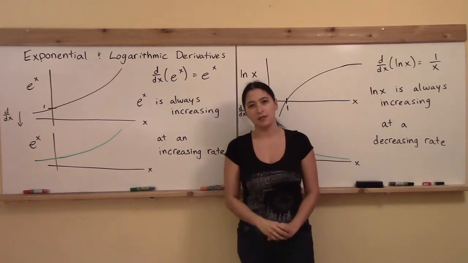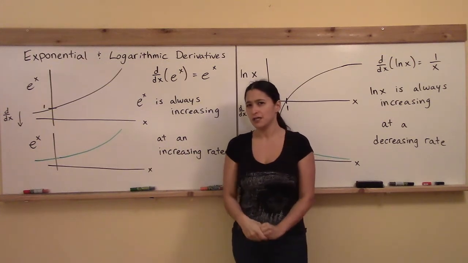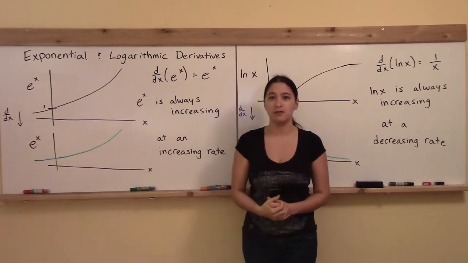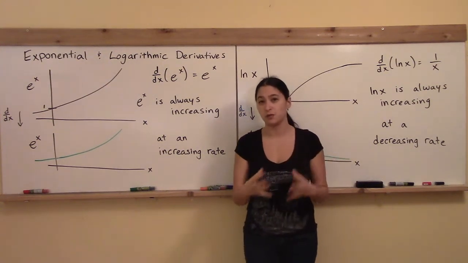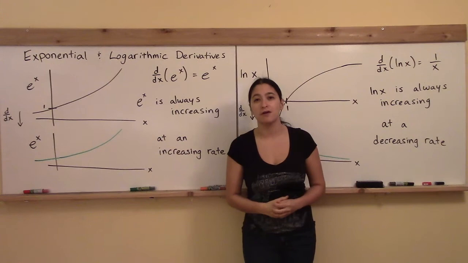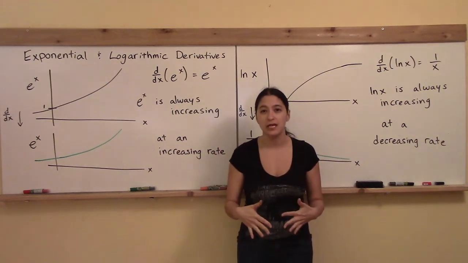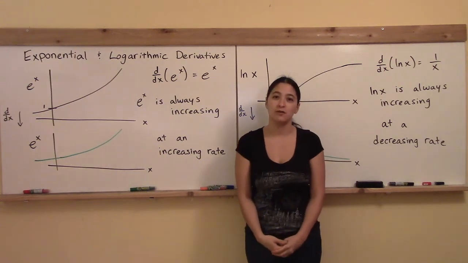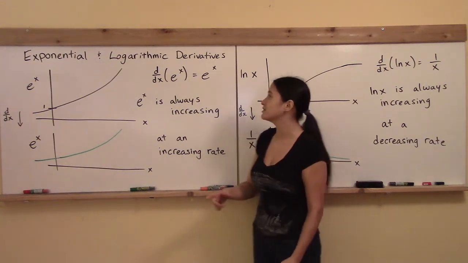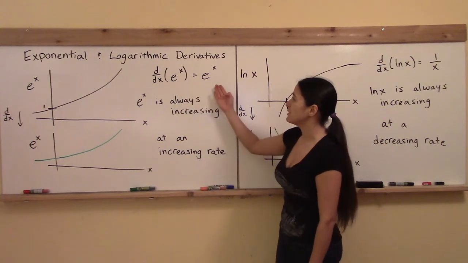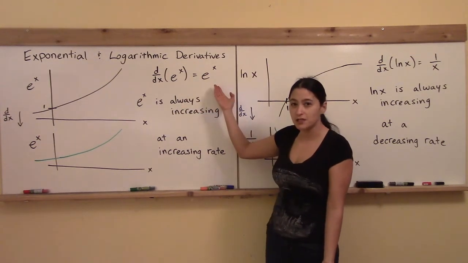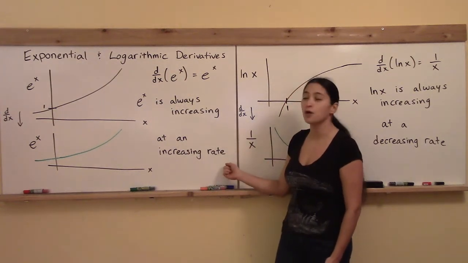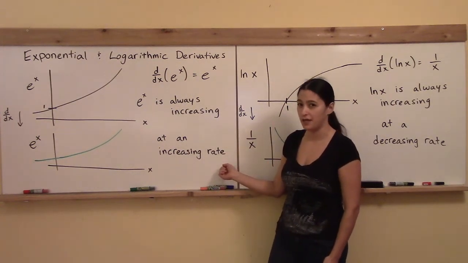So think about that compared to the polynomials that you know. Like for example, the derivative of x squared is 2x. The derivative of x cubed is 3x squared. So each time you take the derivative of a polynomial, the power goes down. That means that it's increasing at a slower rate. That's not true about the exponential function. The derivative of the exponential is the same exponential function, and so it's always increasing, and not only that, it's always increasing at an increasing rate, right?